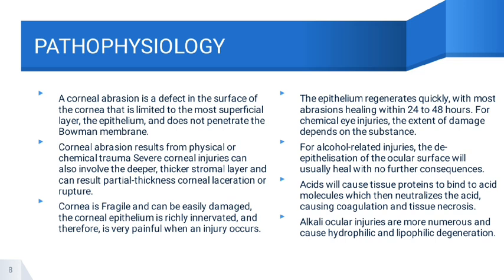The corneal epithelium is richly innervated and therefore is very painful when an injury occurs. The epithelium regenerates quickly, with most abrasions healing within 24 to 48 hours. For chemical eye injuries, the extent of damage depends on the substance. For alcohol-related injuries, the de-epithelialization of the ocular surface will usually heal with no further consequences. Acids will cause tissue proteins to bind to acid molecules, which then neutralizes the acid, causing coagulation and tissue necrosis. Alkali ocular injuries are more numerous and cause hydrophilic and lipophilic degeneration.